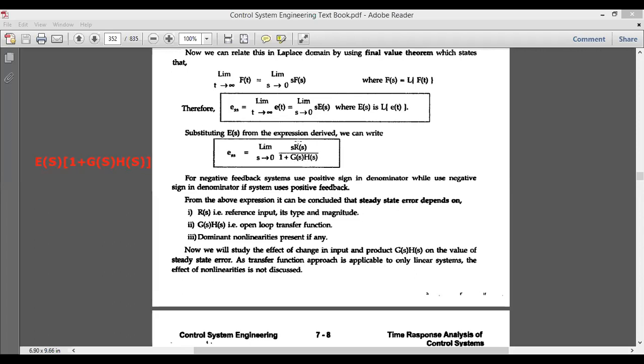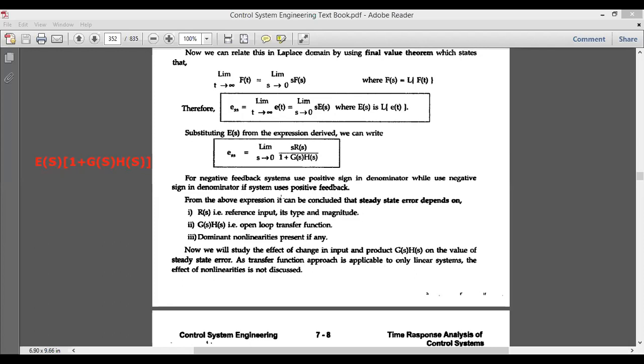Now, from this equation it can be concluded that the steady state error depends on the values of R, G and H. It depends on R(s), because in the numerator we have R(s), which is the reference input. It also depends on G(s) into H(s), which is nothing but your open loop transfer function, and the dominant non-linearity present, if any. So in this way, your steady state error can be obtained.